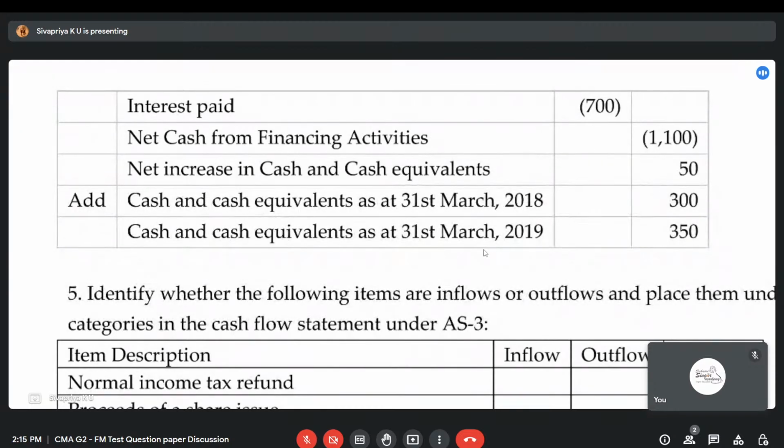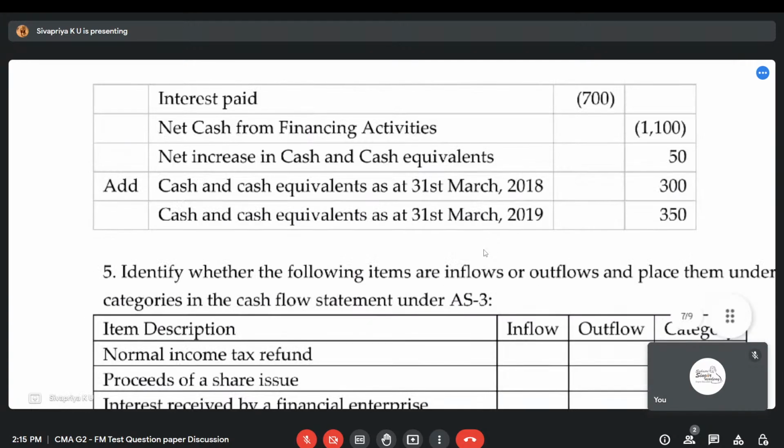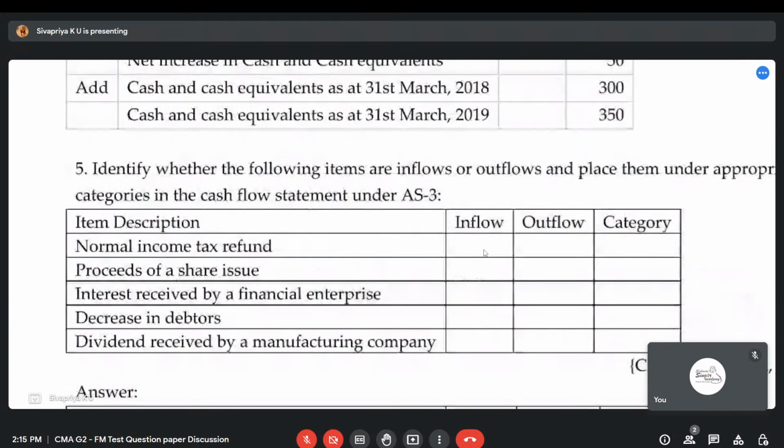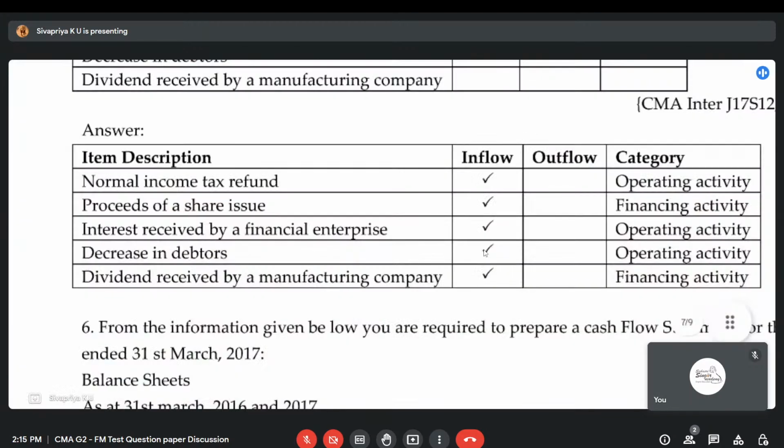So if you add the cash and cash equivalents at 31st March 2018, opening, with the net increase during the current year, 50, you will get the cash and cash equivalents at the end of the year, that is 350. Then question number 5. Identify the following items which are inflows or outflows and place them under the appropriate categories in the cash flow statement. So normal income tax refund is an inflow item, operating activity.